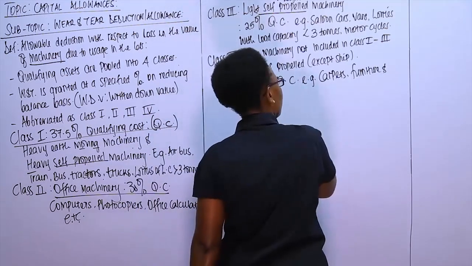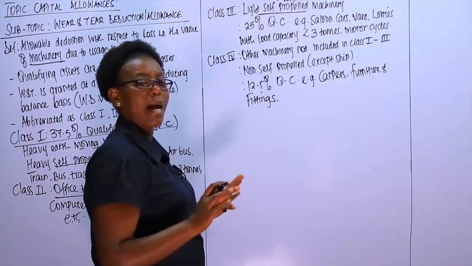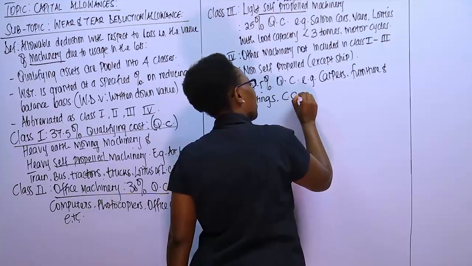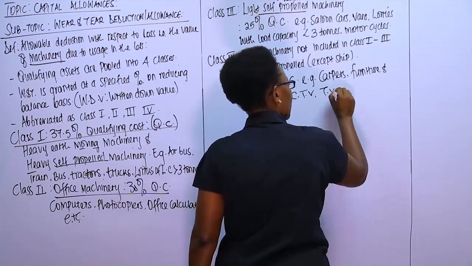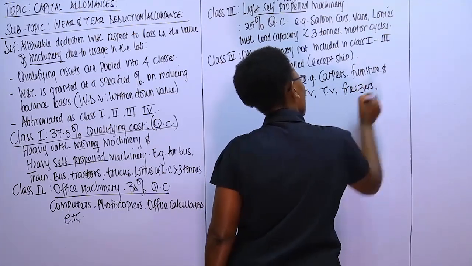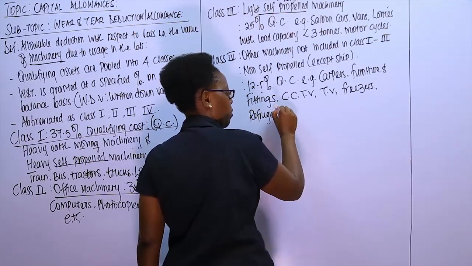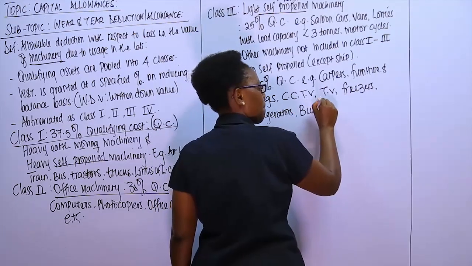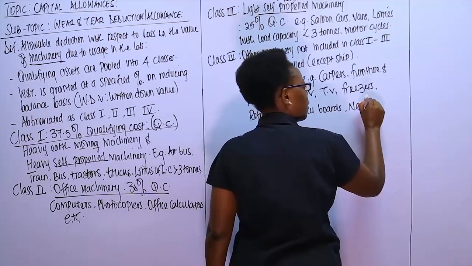Then we will have anything else that is non-self-propelling, but is found in the office. So we will have something like CCTV cameras, we'll have televisions, we'll have freezers, we'll have refrigerators, we'll have billboards, and we'll have neon signs.